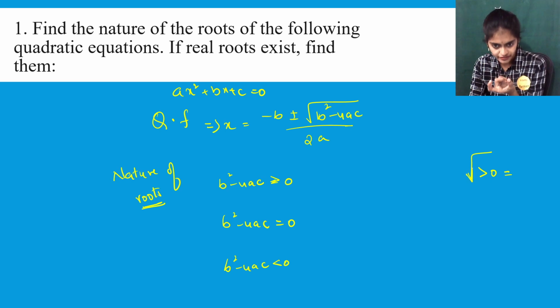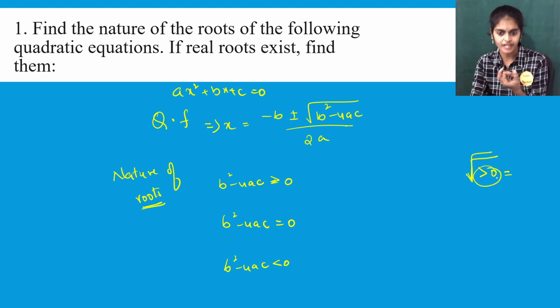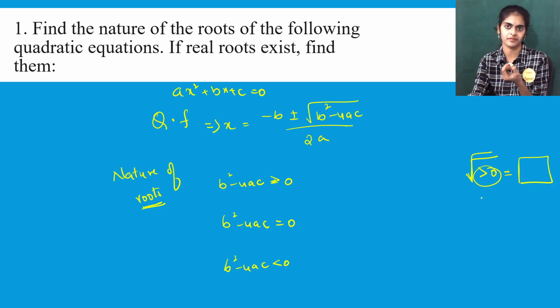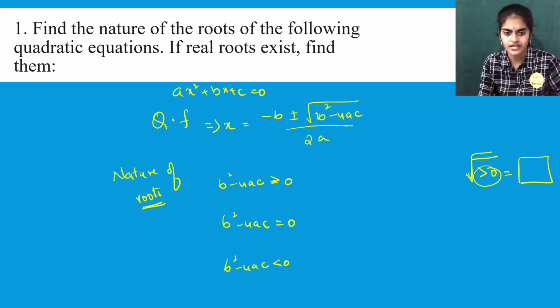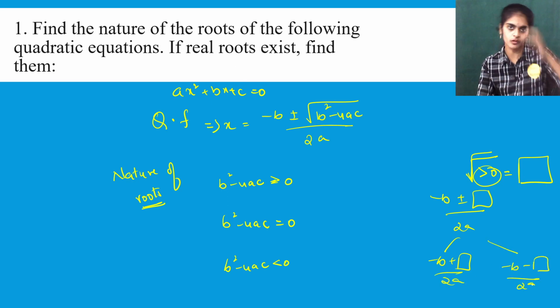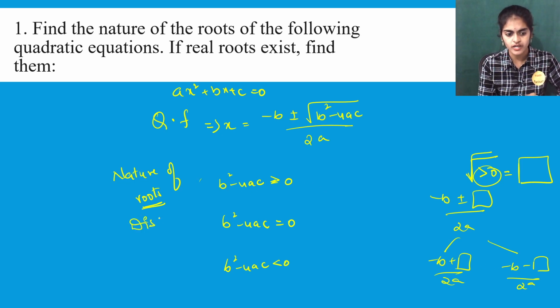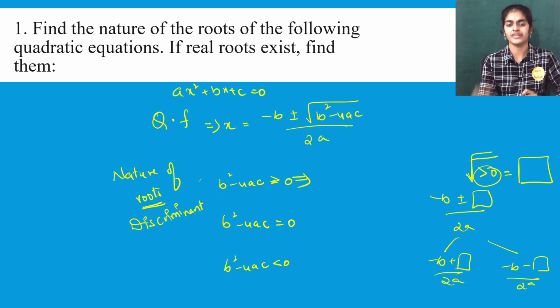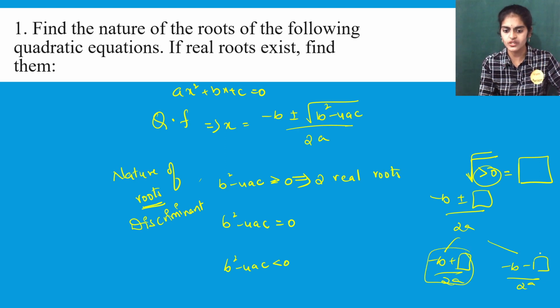If a positive value is under the root, you will have some value for it. So minus b plus or minus that value: one time minus b plus this value gives one root, and the other time minus b minus this value gives one more value. That is the reason b square minus 4ac is called the discriminant. If the discriminant is greater than 0, meaning whatever is under the square root is greater than 0, then you will have two real roots.